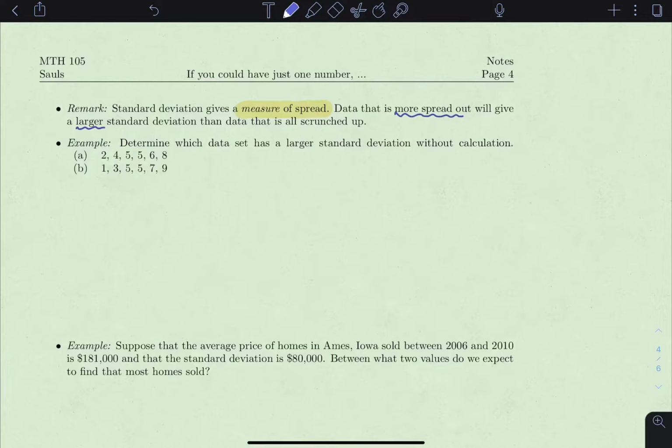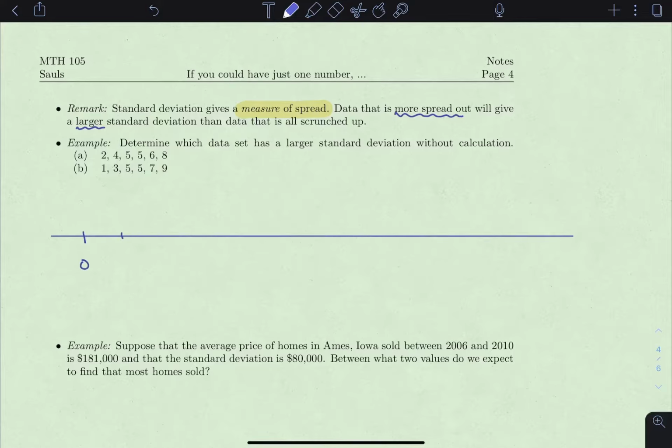So let's witness that in this example right here and actually compare standard deviations without calculations. You have two data sets, each has 6 numbers in it, and from the look of it, both of the data sets are kind of centered around 5. In fact, let's draw a number line and let's put our numbers on that number line.